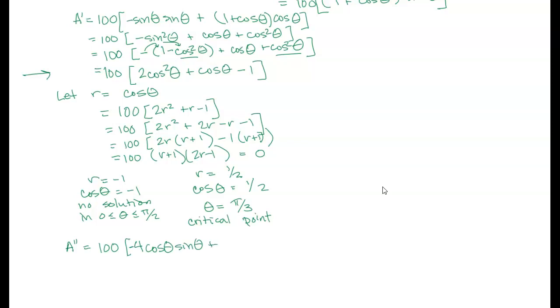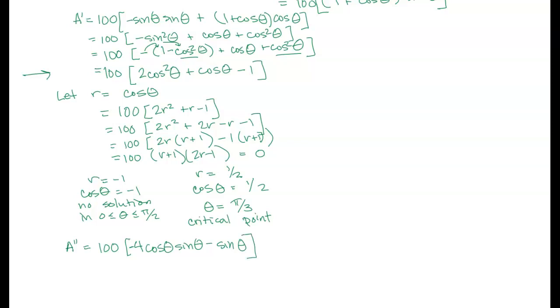And that was the hard part. The next part, to take the derivative of cosine is a minus sine. Right? So there's going to be minus sine of theta. And then the derivative of minus 1 is 0. Okay, so there's our second derivative.